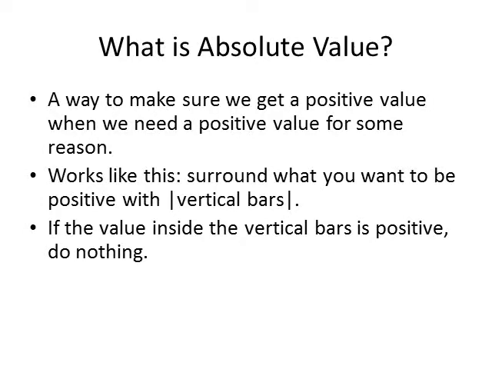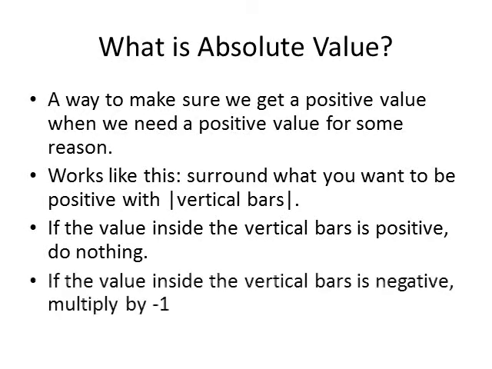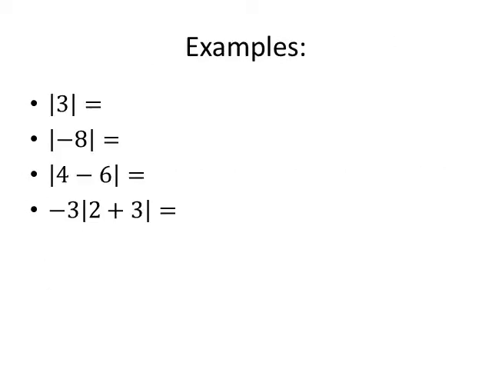If the value inside the vertical bars is a positive number, then you don't do anything. You can replace the vertical bars with parentheses. If the value inside the vertical bars is a negative number, then you multiply everything inside the vertical bars by -1, since you're distributing that -1. That'll make more sense on the next page.